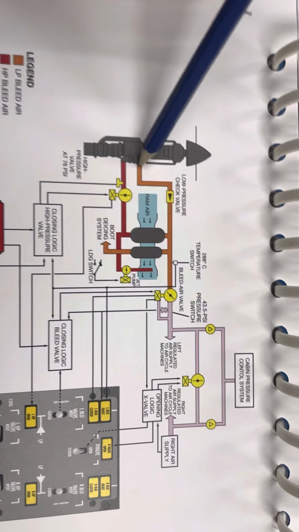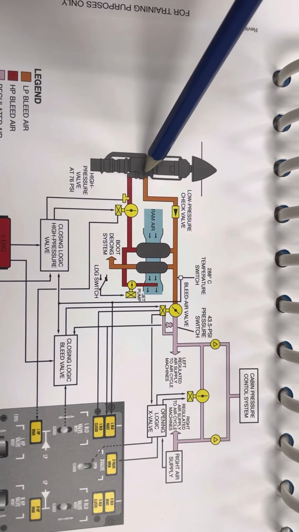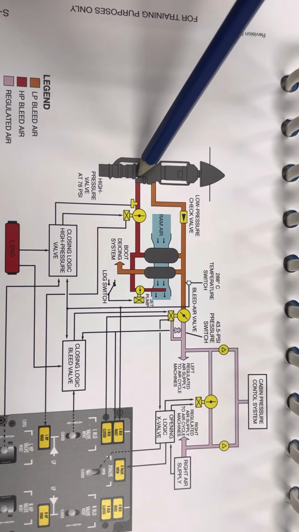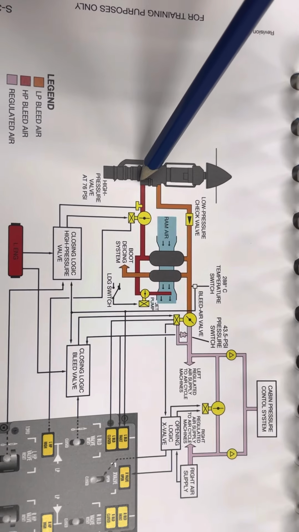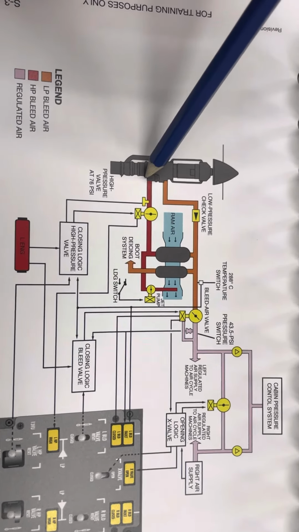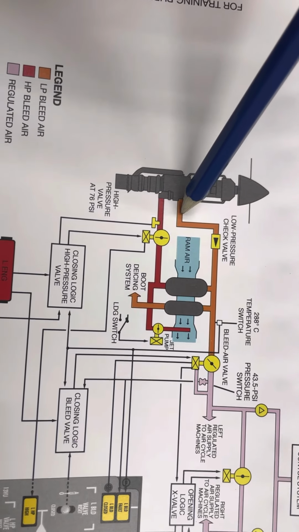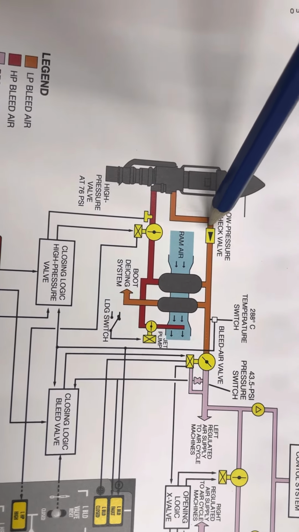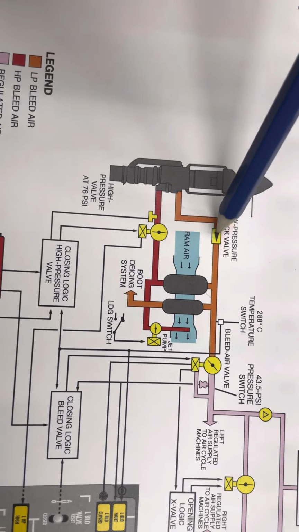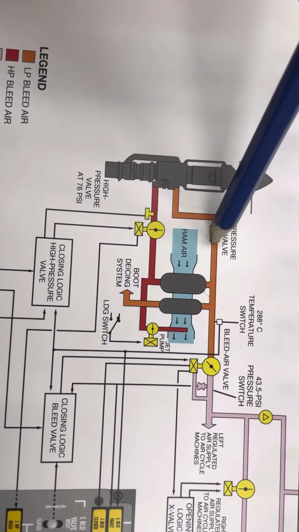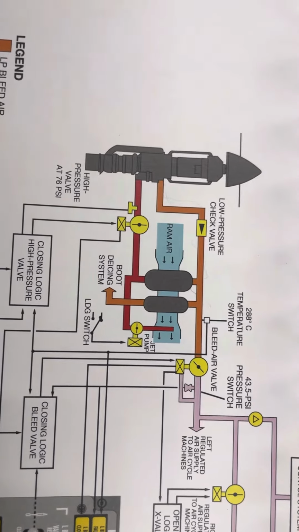We have low pressure bleed air that comes out of P2.5, which is the fifth stage of compression in an axial engine, and we have P3 air that comes out of P3.0, which is the sixth stage of compression. P2.5 air comes out of the engine, up and over, through a check valve so that air in this part of the system can't go back into the engine. Once it goes through there and gets to this intersection, it can go one of two ways.